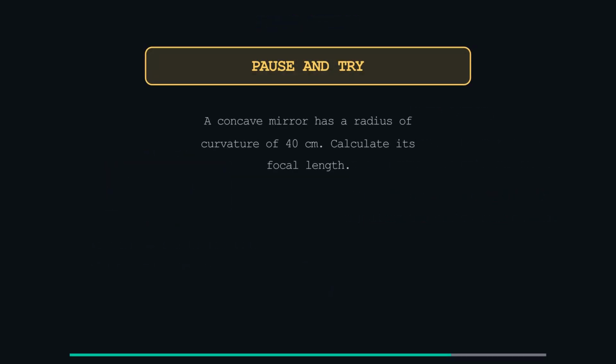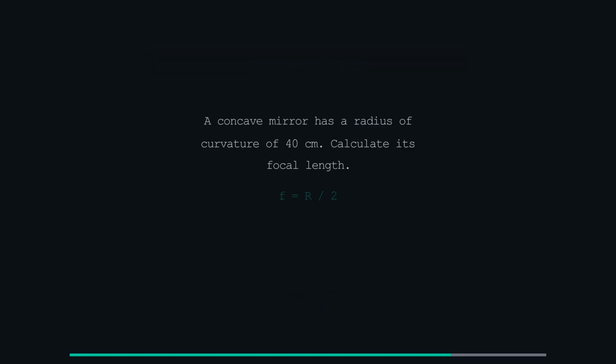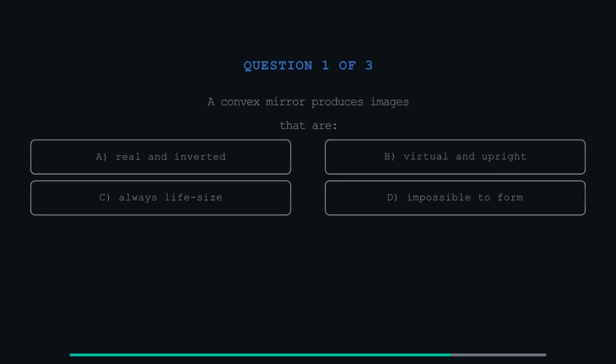Here is one for you to try. A concave mirror has a radius of curvature of 40 centimeters. Calculate its focal length. Pause the video now. Read the question and select your answer.